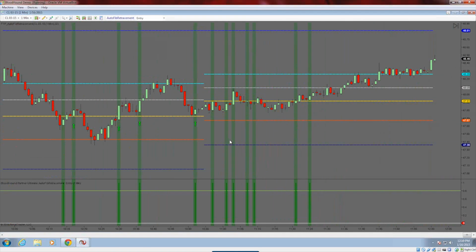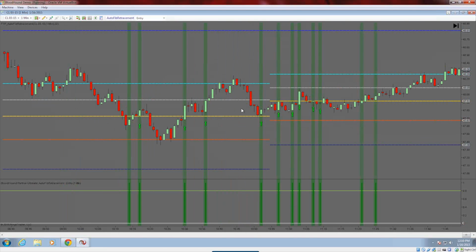Let's see. No, I want to block every single one of these, actually. Yep. I need to block all of these because these are not what I'm looking for. I'm looking for a retracement down to the 61.8 for a long or up to the 61.8 for a short. So I want to get rid of all of these.